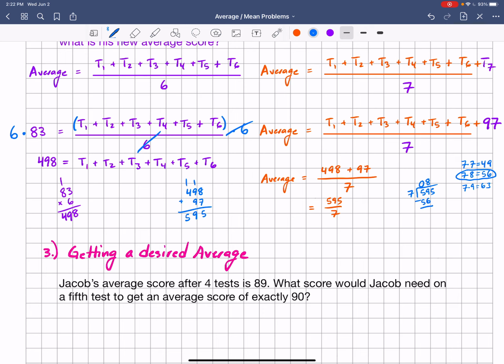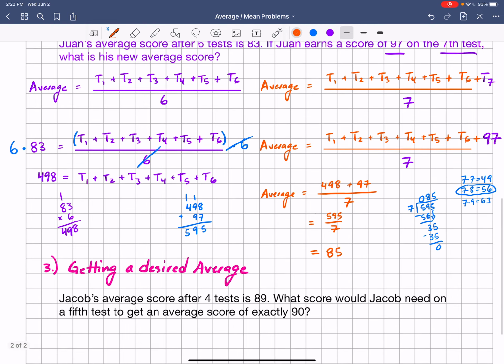So 9 minus 6 is 3. 5 minus 5 is 0, but we don't need to put that 0. So now let's just carry down this 5, and 7 goes into 35 5 times. So 7 times 5 is 35. We get a remainder of 0. So that tells us that the new average score is 85. So now let's back up.